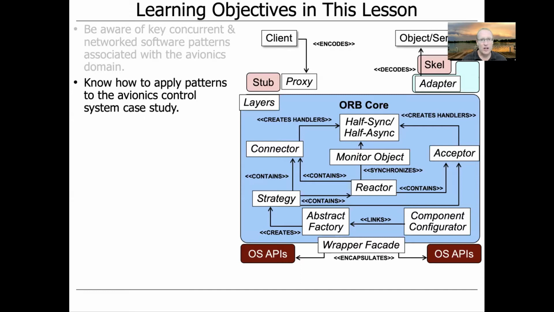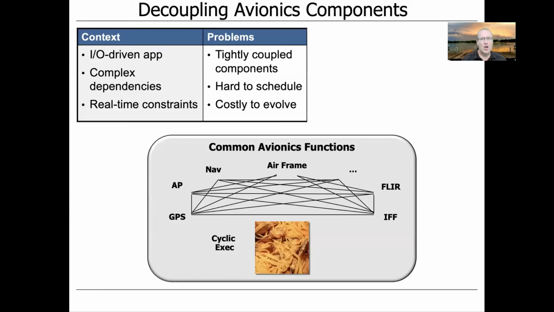So this will give you a good idea of the way things were and how the world has evolved over time using patterns and frameworks to help improve the way in which we build distributed real-time and embedded software. So if you look at these distributed real-time and embedded systems, they are typically characterized by a certain set of contexts. So they're usually I/O driven. Information comes in off of the sensors periodically, 20 times a second, 10 times a second, 40 times a second, and so on and so forth.